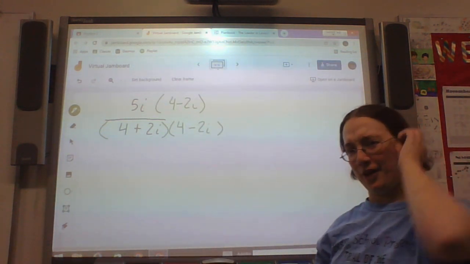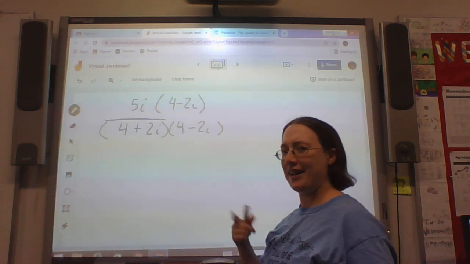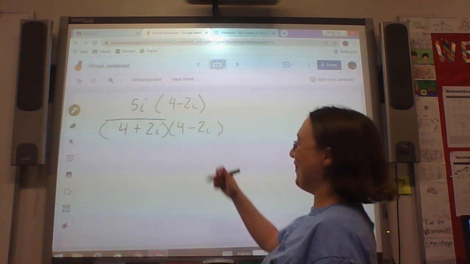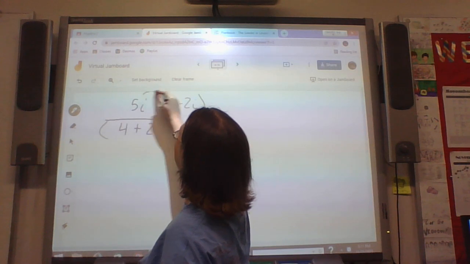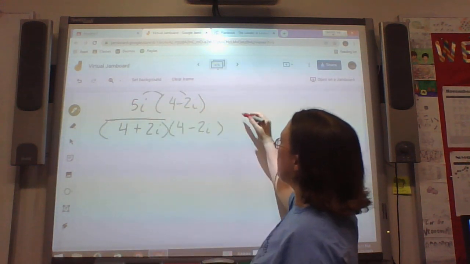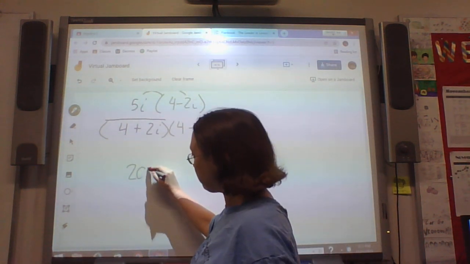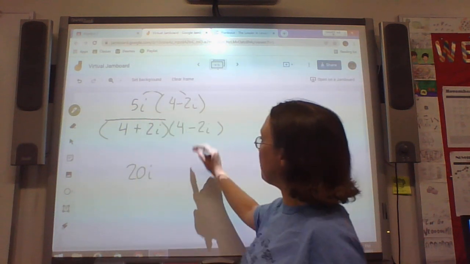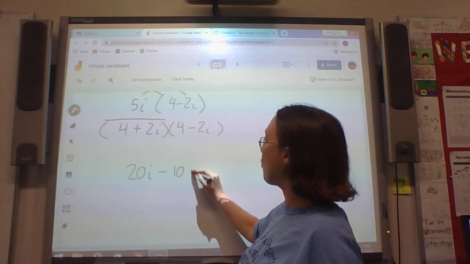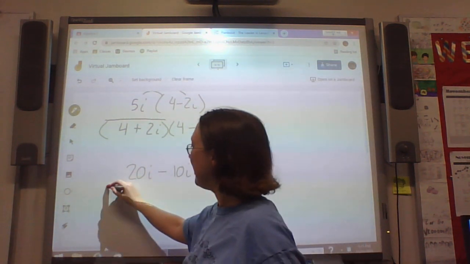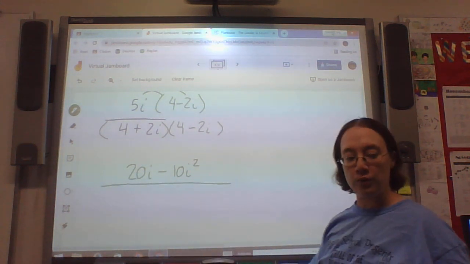Which looks kind of ugly, but we're going to make it look nice. This is going to end up looking nice, trust me. So we're going to distribute this. 5i times 4 gets you 20i. 5i times 2i gets you 10i squared. And on the bottom, we're FOILing that.